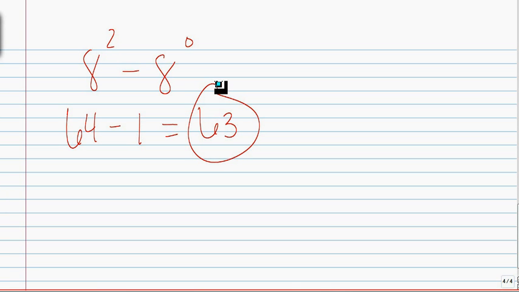A lot of people look at this and get confused and they want to say 8 to the 0 power is 8. Do not let that confuse you. Stick to your rules. As long as you know the rules, you're going to do fine. Just make sure that you know the rules.